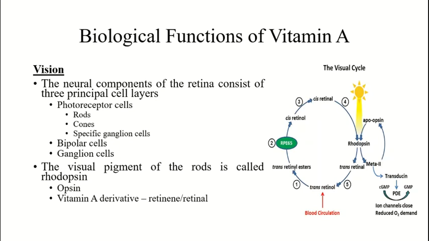Now, vitamin A is involved in the typical visual cycle. The neural components of the retina consist of three principal cell layers. You have the photoreceptor cells, the bipolar cells, and the ganglion cells. The visual pigment of the rods is called rhodopsin, which consists of 11-cis-retinal specifically bound to the protein opsin.